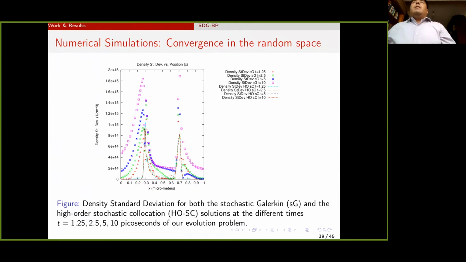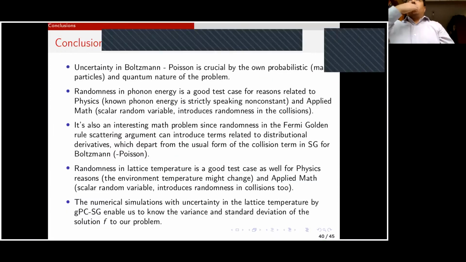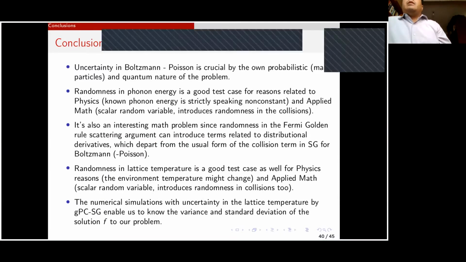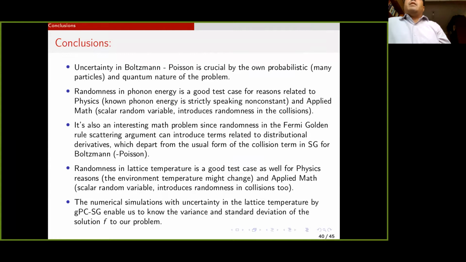But okay, I'm getting close to the end of the talk. So, conclusions: what I wanted to highlight is that uncertainty in this Boltzmann-Poisson problem is crucial for two main reasons. The probabilistic nature of the problem, given that you have many particles, and the quantum nature of the problem, mainly related to the Heisenberg uncertainty principle. You will never know exactly the initial conditions of the problem or the status of the problem.